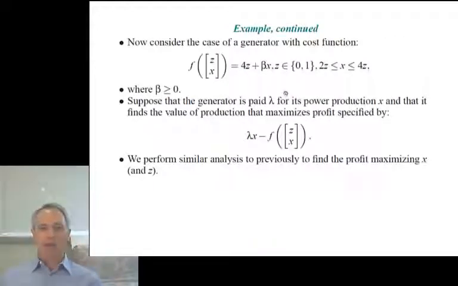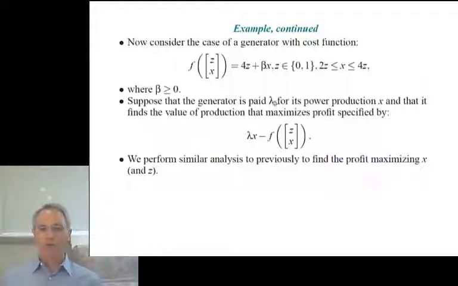So if we generalize that a little bit, let's consider a generator with cost function 4z plus beta x, where again z is the commitment variable, x is the generation. We'll keep its production between 2 and 4 when it's in service, but now we'll consider the possibility of beta taking on different values.